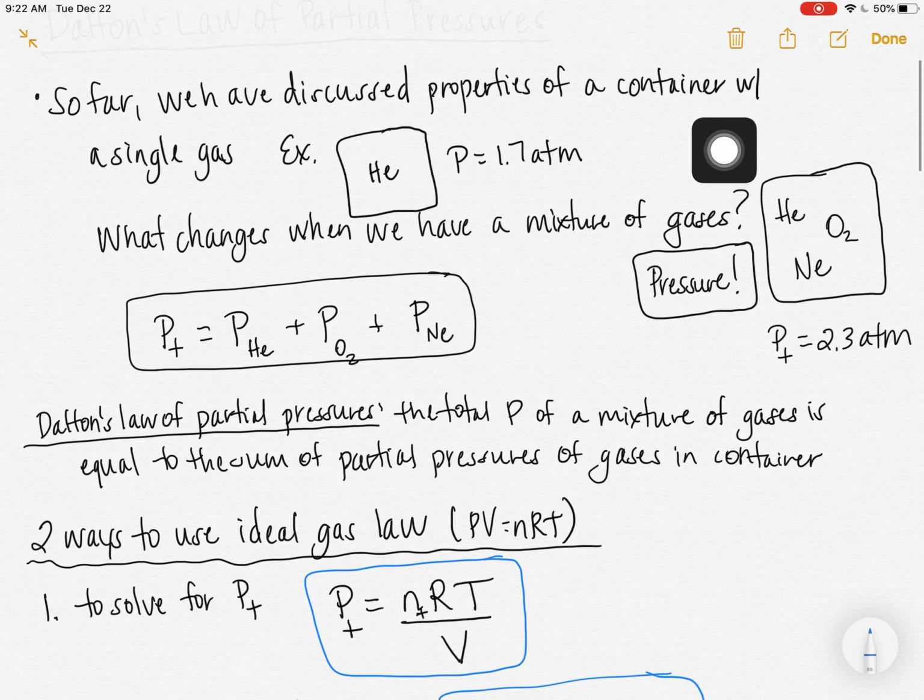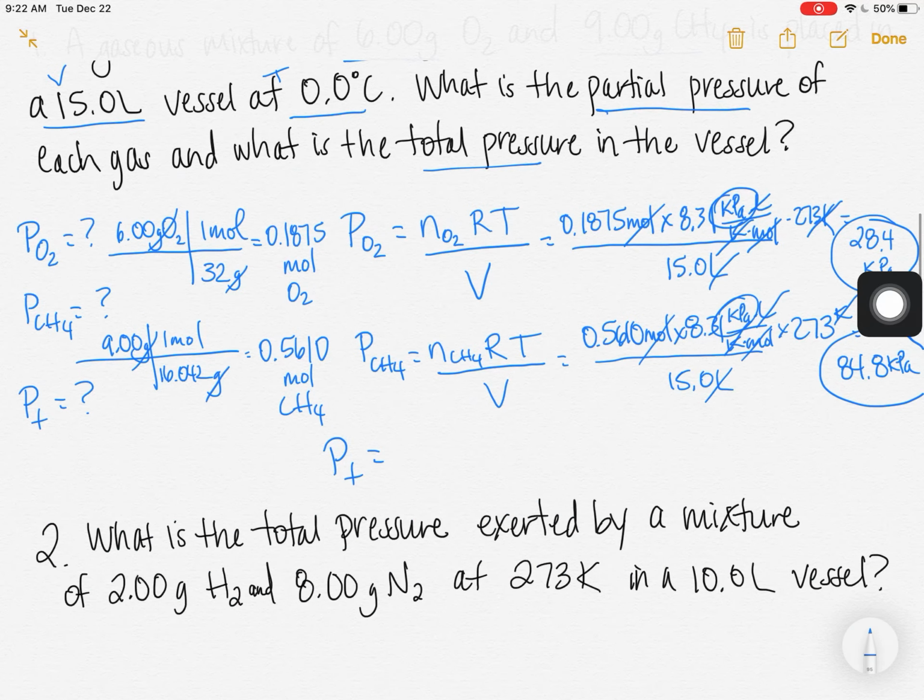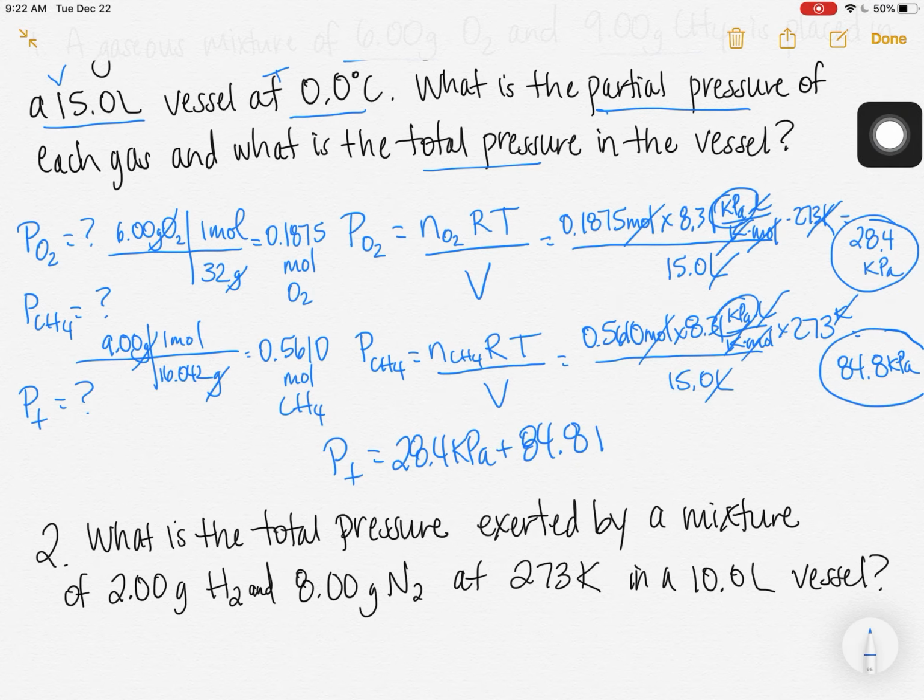However, if we go back to this conceptual idea that the total pressure is the combination of all the partials, then all you have to do is add these 2 together. And maybe you were in atm, and that's okay as long as you're in the same unit. And so the total pressure in this container would be 113.2 kPa. Okay, so that's how you can do a problem with partial pressures.